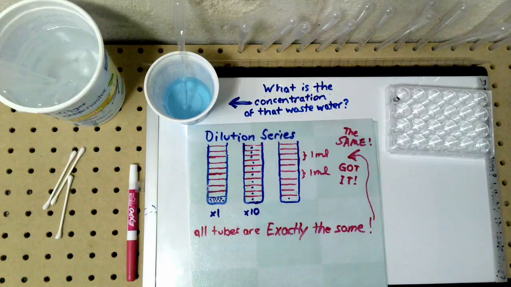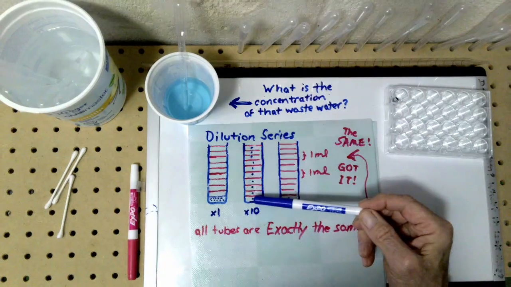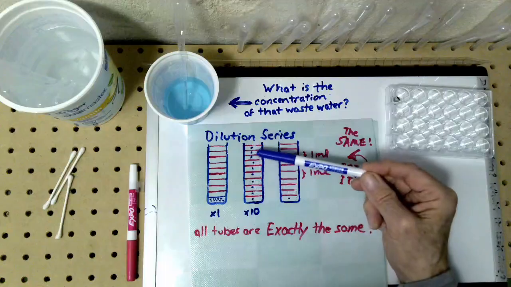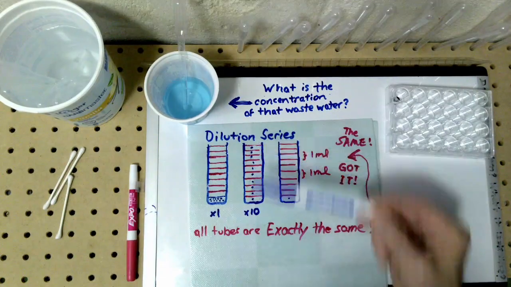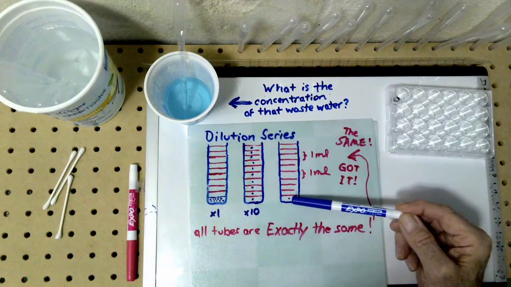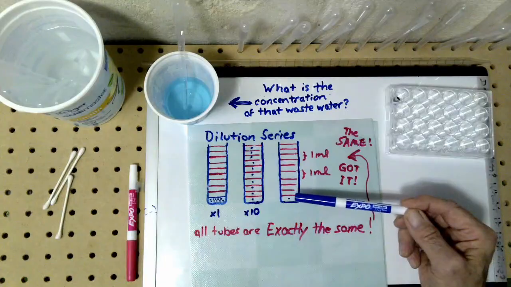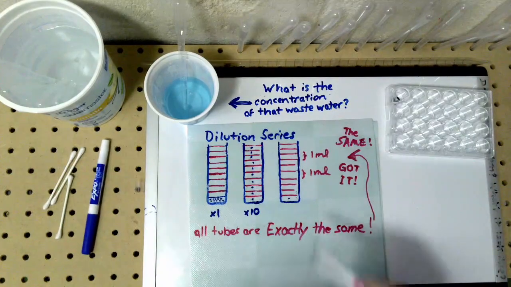And now, what if I wanted to go times 100? Well, I could now add, I'd have to get a bigger well plate, add 99 drops, right? No, there's another way. We're going to take that one drop, put it down here, there it is, and then add 9 drops of water.